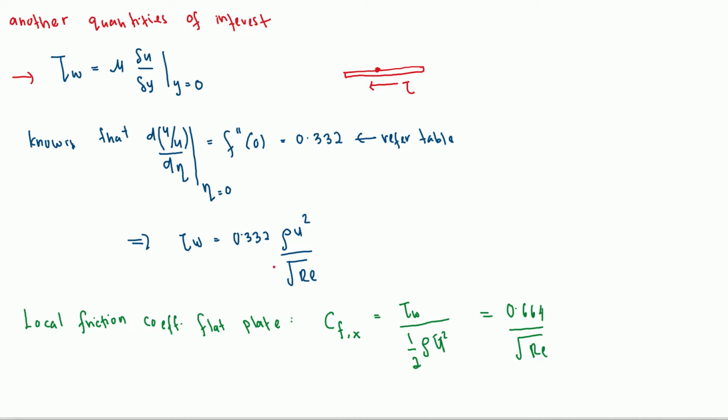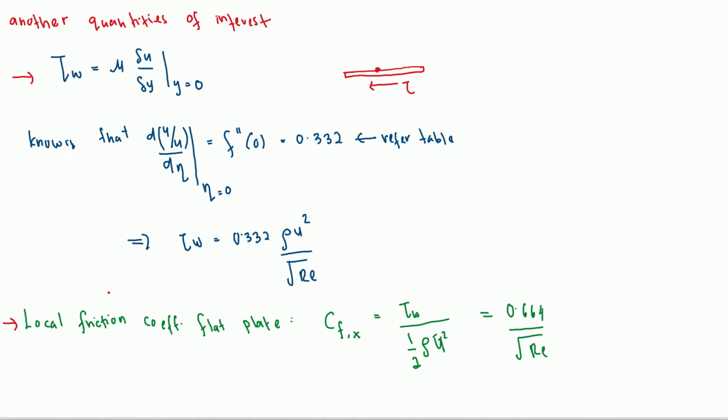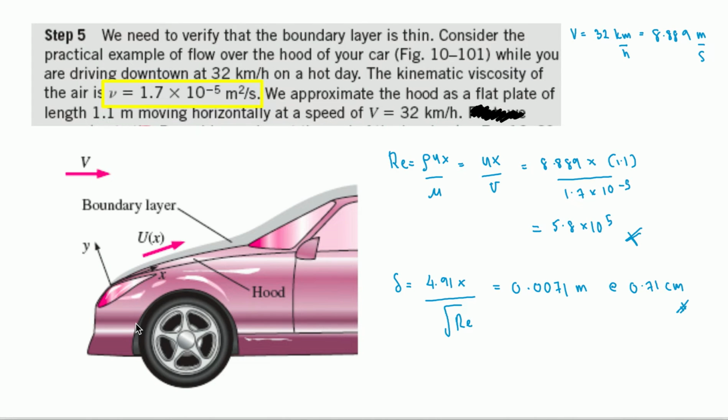This is the second quantity, and our third quantity of interest is the local friction coefficient of a flat plate, which is CF. CF is given as tau over half rho U squared, and the value is 0.664 over the square root of Reynolds number. Okay, step 5. Since we have the equations for eta, tau, and CF, now our last step is we need to verify that the boundary layer is thin.